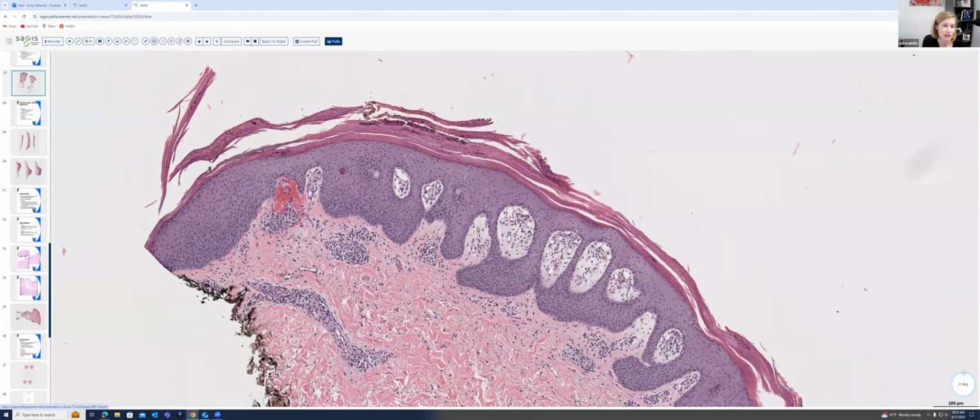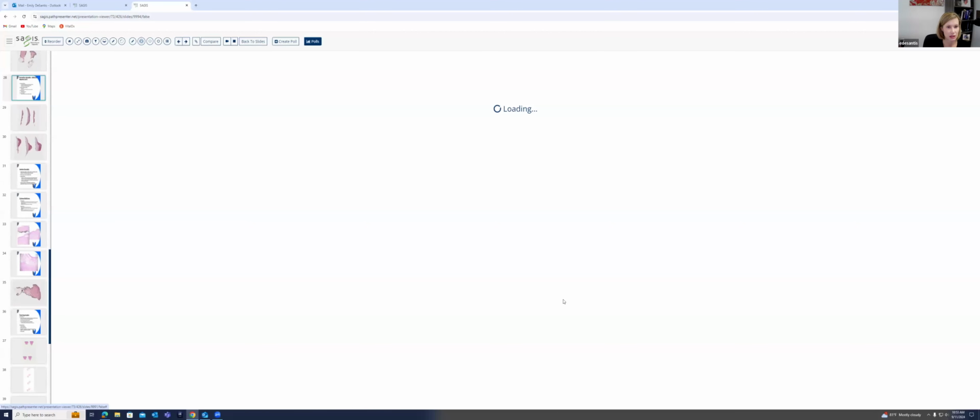There can be occasional eosinophils in psoriasis, but if I see more than a few eosinophils, particularly a few within one high power field, then I really start to think about a psoriasiform drug reaction.